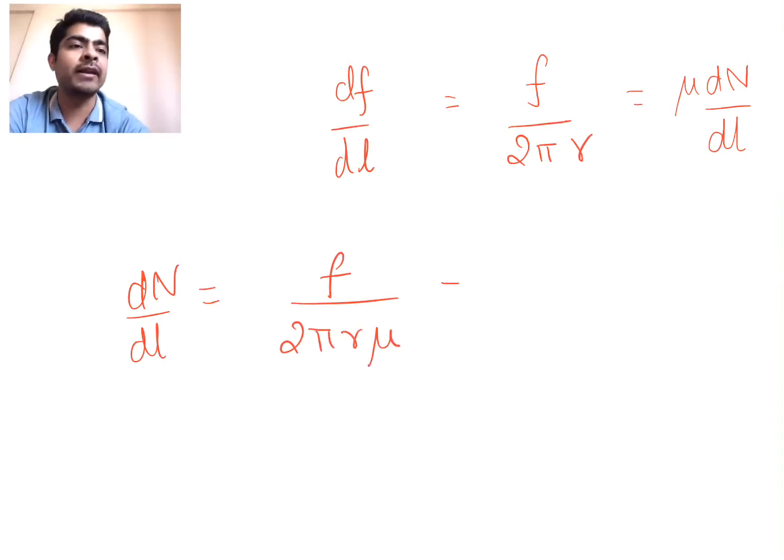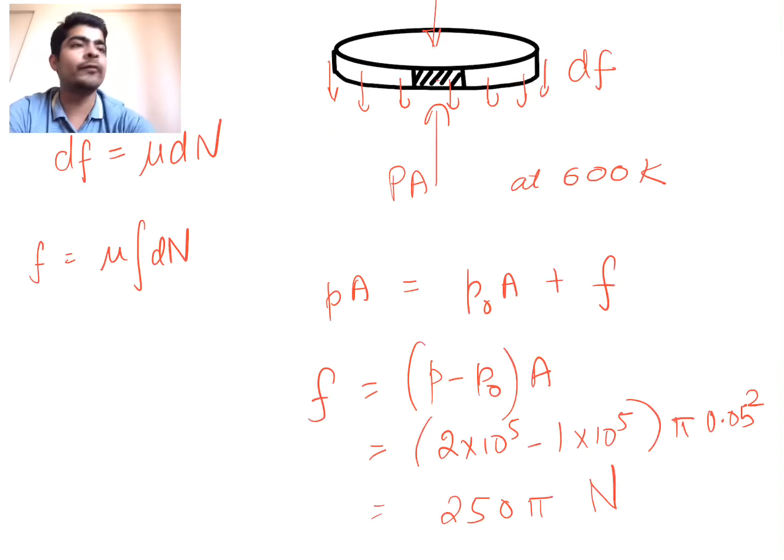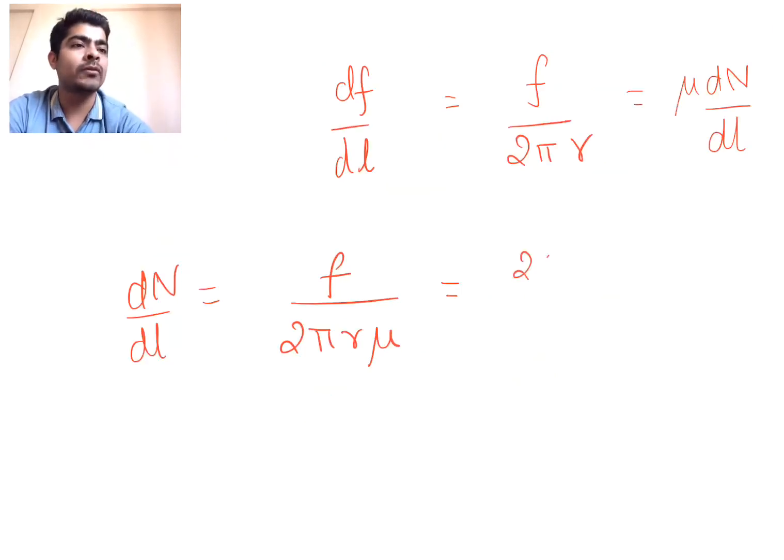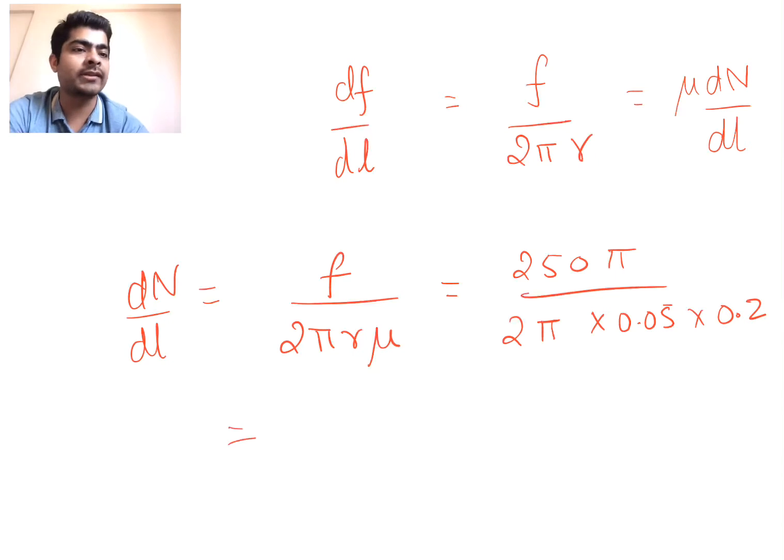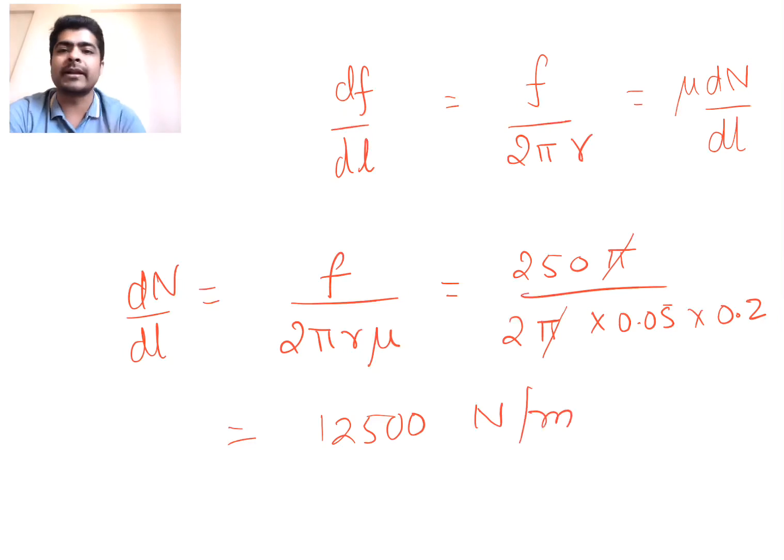So just put the values now. Friction is 250 pi divided by 2 pi. Radius is 0.05 meter. And coefficient of friction is given to be 0.2. So just calculate this. What do we obtain? Pi will get cancelled out. So this will come out to be equal to 12,500 Newton per meter. Okay.